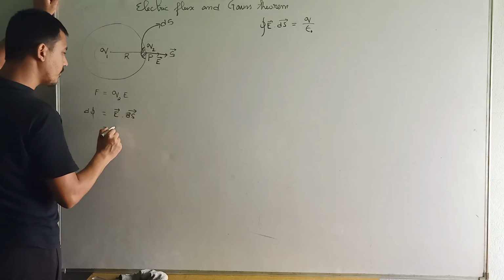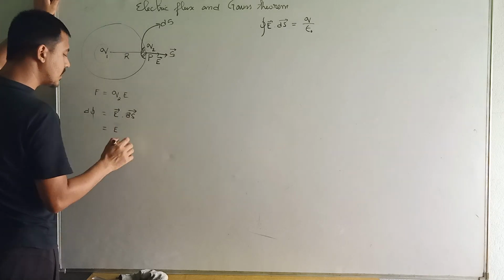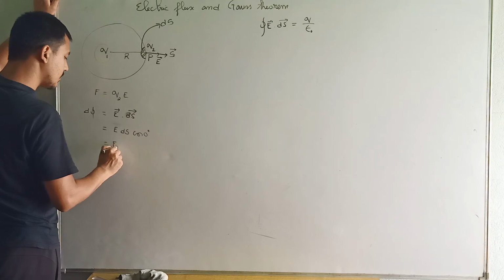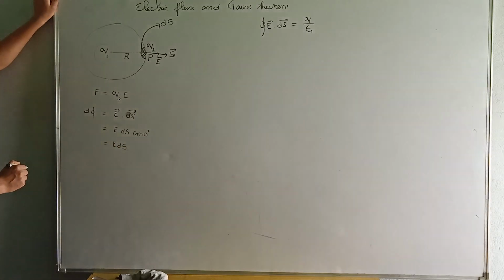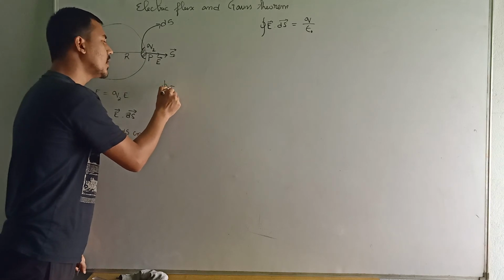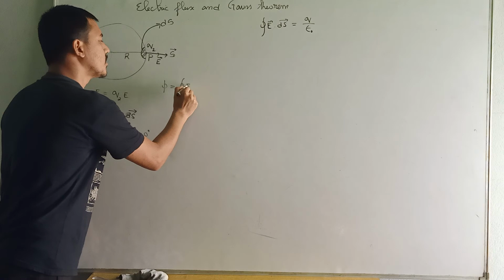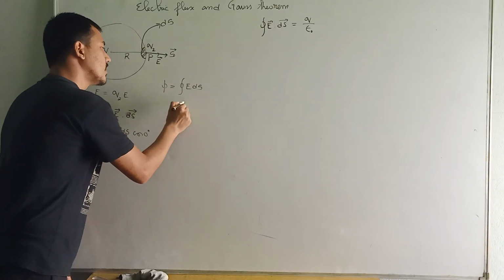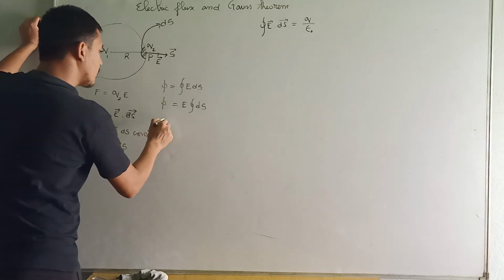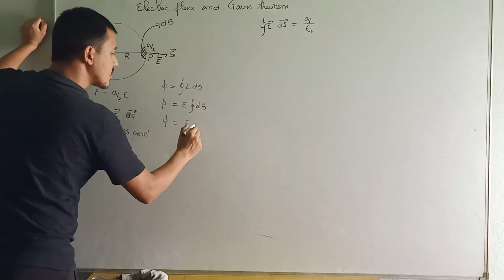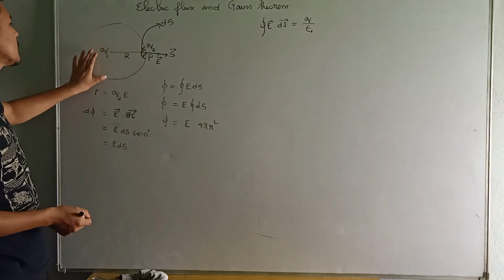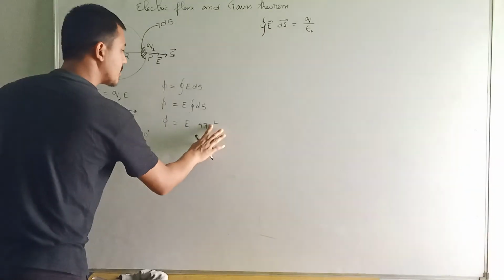Now, E dot ds means E ds with the cos of the angle between them, 0 degree. So that is simply E ds, right? Now, the total electric flux over the entire surface of the sphere, phi, will be given by the surface integration of E ds. So that is equal to E integration of ds. You add up all this ds, then it gives you the area of the sphere, 4 pi r square, correct?